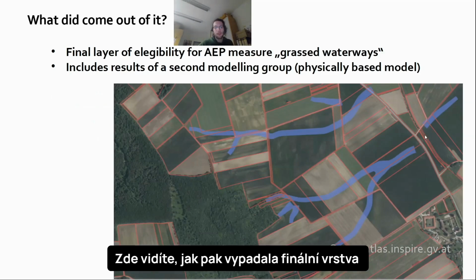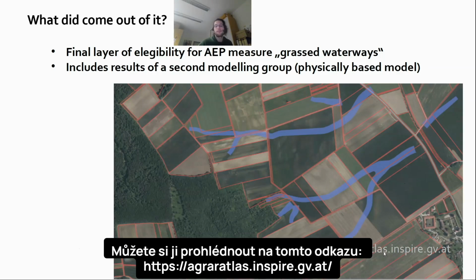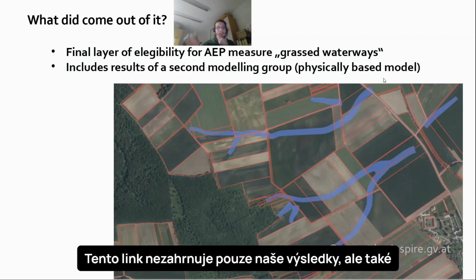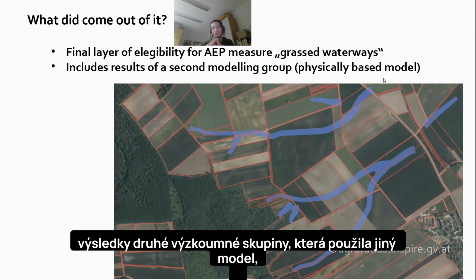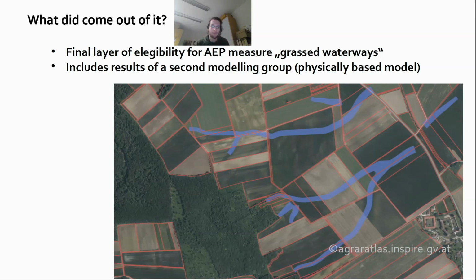This is what the final layer for eligibility of this measure looks like. You can look it up at this link. This does not only include our results, but also the results of a second group who used a different model, a more physically based model. These were just lumped together.